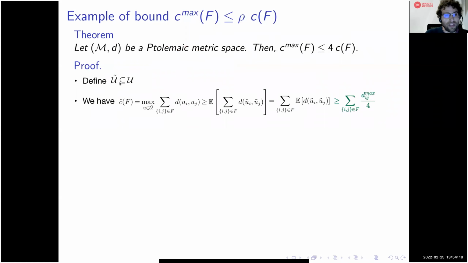The first idea is that we will define a specific subset U tilde of the uncertainty set that we had initially. Then for that specific subset U tilde, we have this cost function here that's defined here. Of course, the maximization is greater than the expectation, depending on the probability. Here we use uniform probability, for instance. Still true. Then the expectation is linear, so we have this equality here, and then we can prove this inequality here. We can prove that the sum of those average weights is greater than dij max over 4.